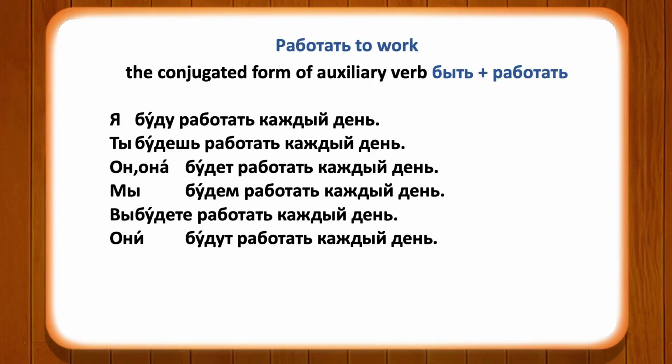Let us use the verb работать in future tense. Работать means to work. Работать is also an imperfective verb. The future tense form of this verb will also be formed in the similar manner by conjugating the verb быть followed by the infinitive form of this verb работать. So I will work would be я буду работать. Я буду работать means I will work or I will be working.